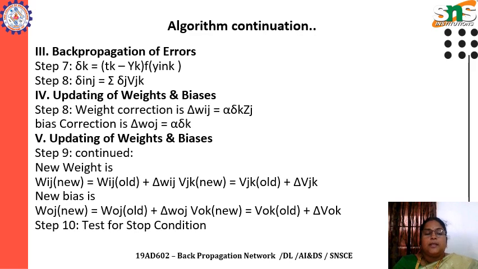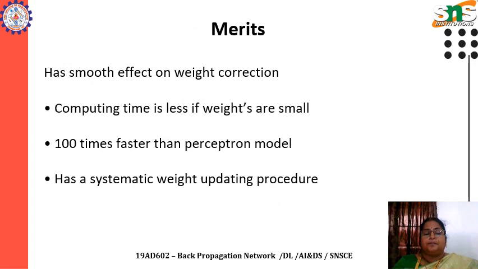Then the new weight and new bias will be calculated. How to calculate the new weight? With the help of the formulas, the new weight and the new bias will be calculated. Then that will be transmitted to the output layer. It has a smooth effect on weight correction, and computing time is less. Weights are very small, and it is 100 times faster than the perceptron model. It has a systematic weight updating procedure.